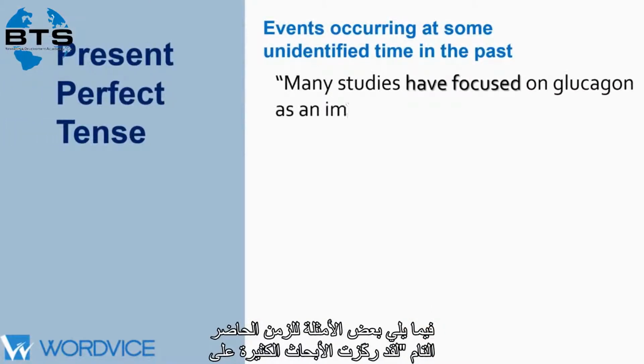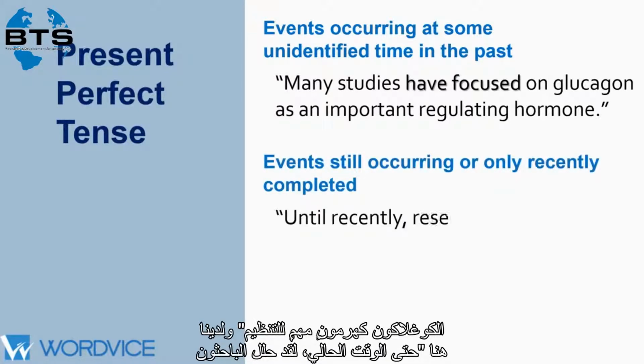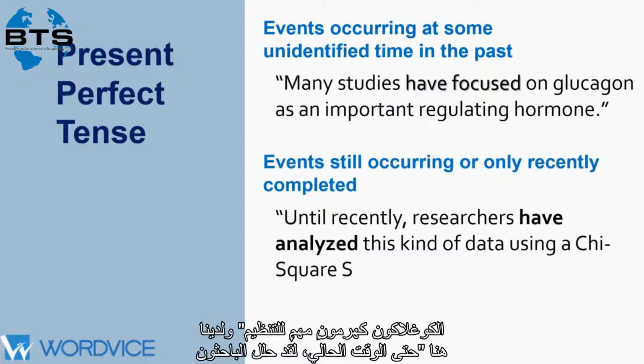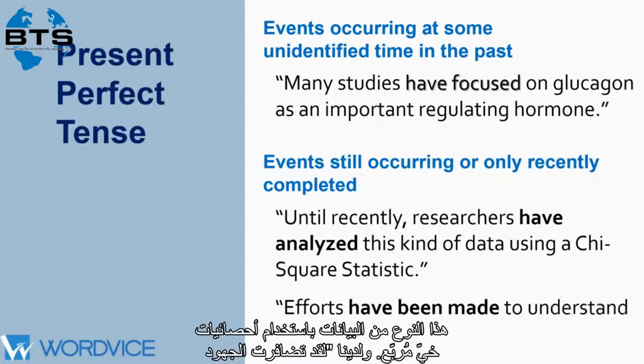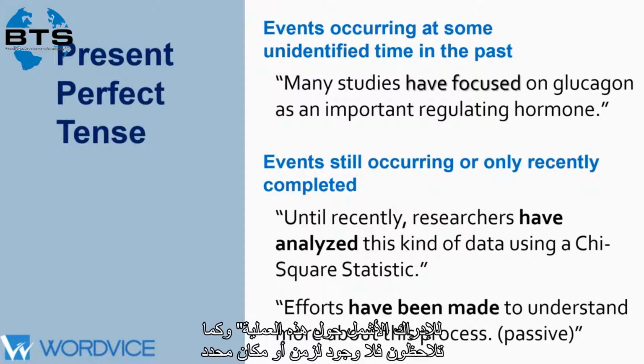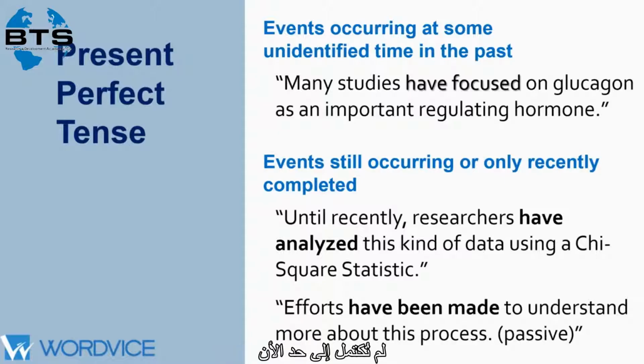Many studies have focused on glucagon as an important regulating hormone. Until recently, researchers have analyzed this kind of data using a chi-square statistic. Efforts have been made to understand more about this process. Note that in all of these examples, none of the events are given specific time or place indicators. All have occurred at some unidentified time in the past or are still being completed.